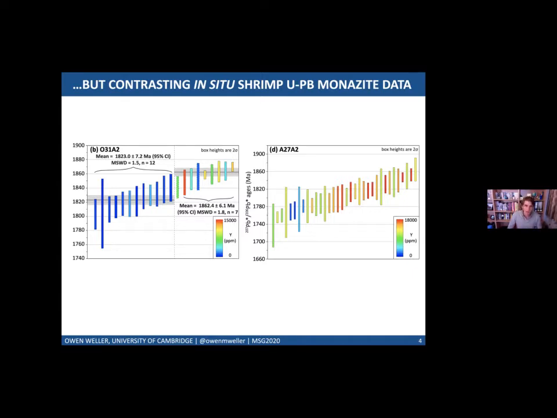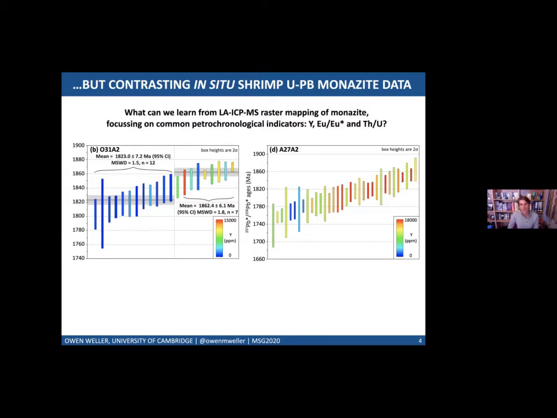So this encouraged us to try a new technique. And so we conducted laser ablation raster mapping of several grains from each sample. And the intention here was to both try and further interrogate this more complicated data set on the right. And also by comparing and contrasting the data sets, think about what the yttrium, europium anomaly, and thorium over uranium ratio systematics look like in texturally complex granulite-facies monazite grains.